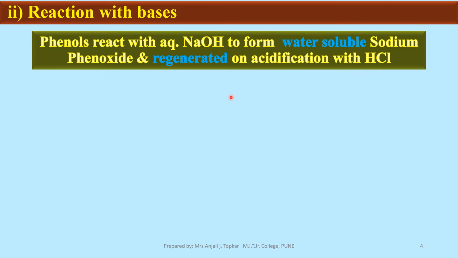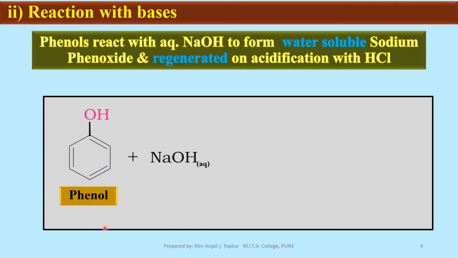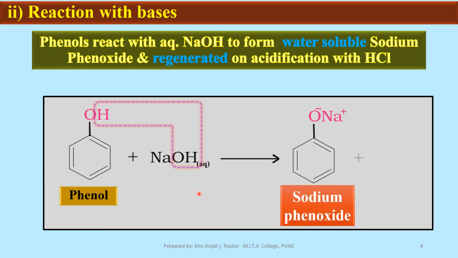Let's see. This is phenols. When it is treated with aqueous NaOH, we find the highlighted part is removed as water molecule, and this Na gets bonded to the oxygen atom, as it can be seen here, to form sodium phenoxide.